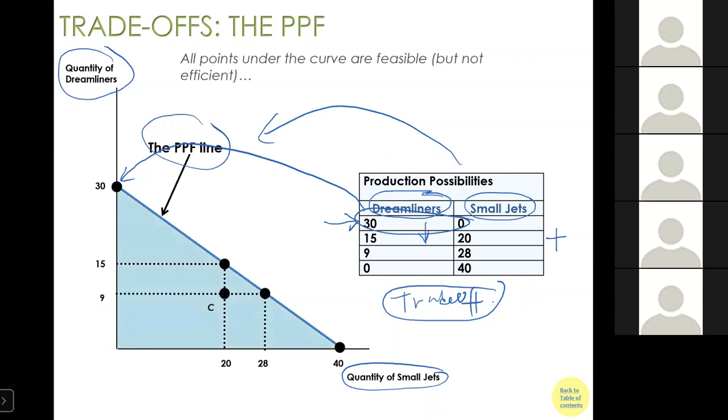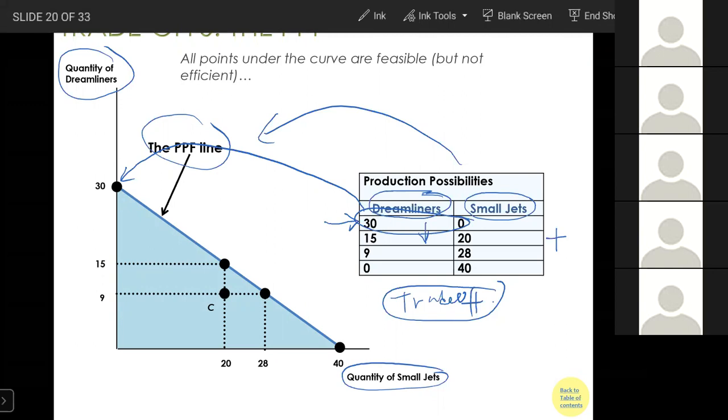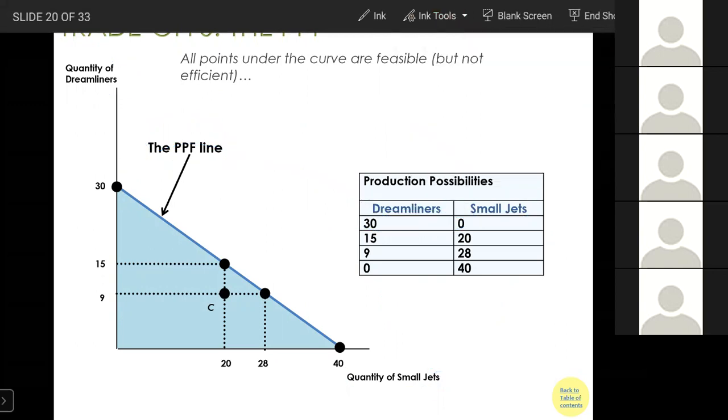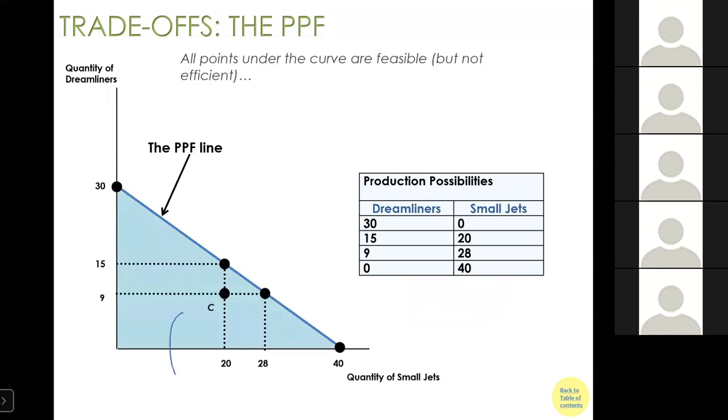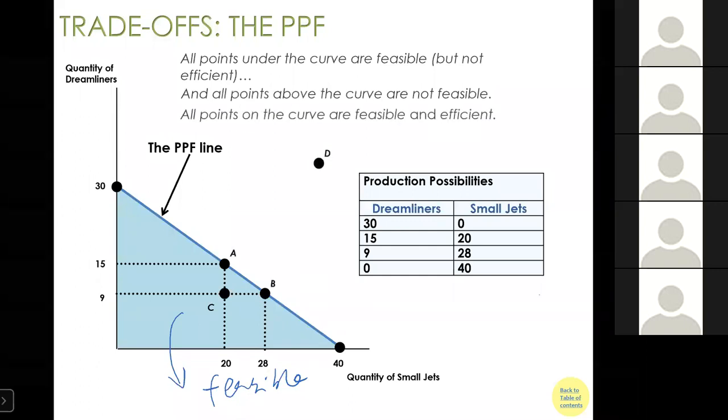All right, so given this PPF, we just derived this straight line called PPF. Inside the PPF, or this shaded area, is called feasible, meaning we have the ability to produce anything inside. So for example, C is feasible. A is also feasible. B is feasible. Those are the things we can produce.